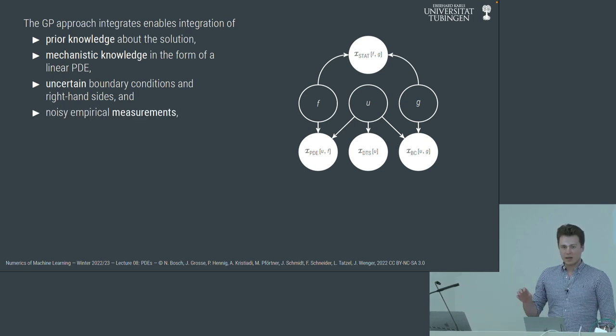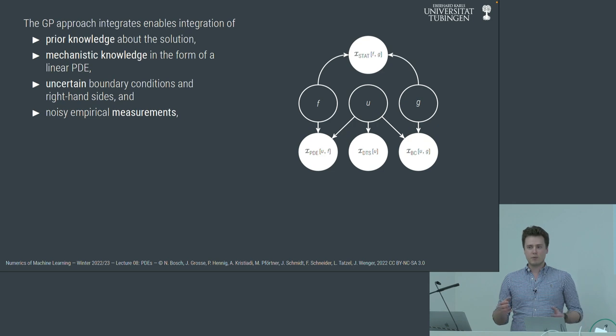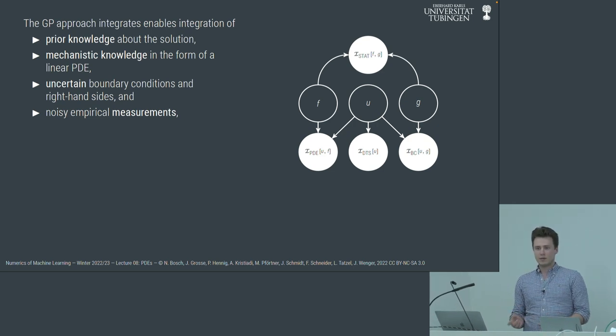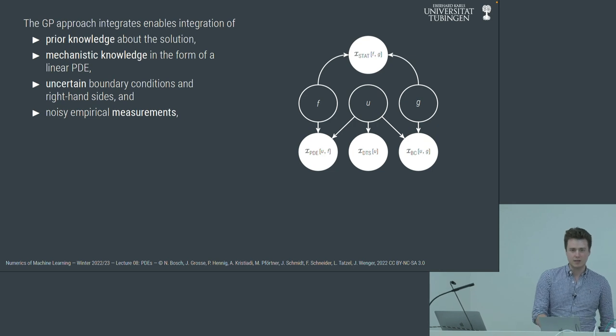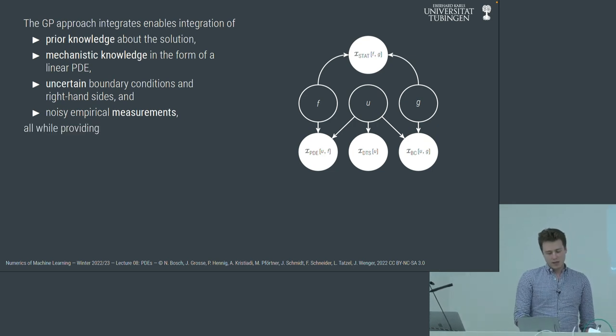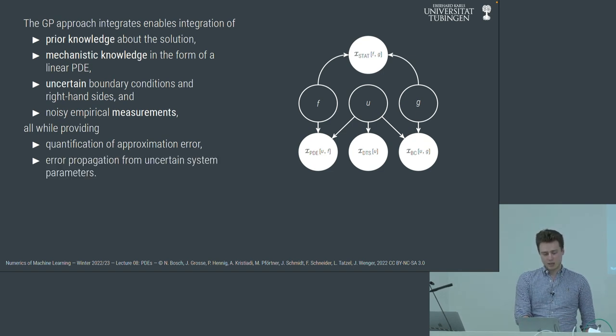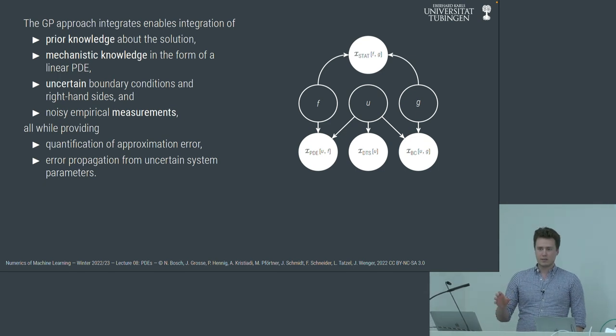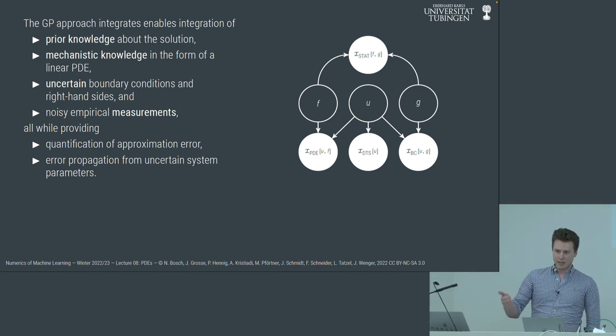We can use noisy empirical measurements to get rid of some of the uncertainty that we get from, well, uncertain boundary conditions and right-hand sides and the approximation uncertainty. And all this happens while we provide quantification of the approximation error that we get by, you know, not requiring the PDE to hold exactly at every point of the domain. We get an error propagation from these uncertain estimates of the system parameters, the right-hand side, the boundary conditions.